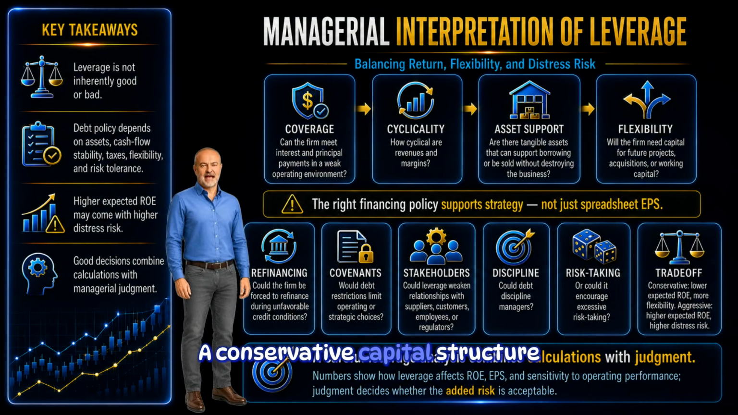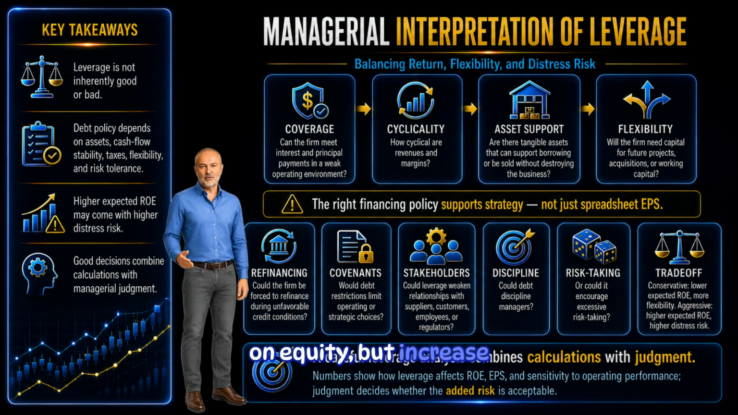A conservative capital structure may reduce expected return on equity, but preserve flexibility. An aggressive capital structure may raise expected return on equity, but increase the probability of distress. The right financing policy is not the one with the highest earnings per share in a spreadsheet. It is the one that supports the firm's strategy while keeping risk at a level investors and stakeholders can bear.